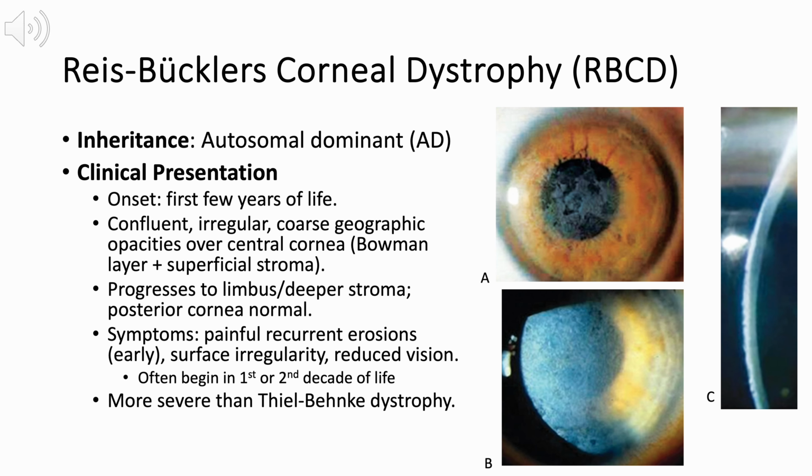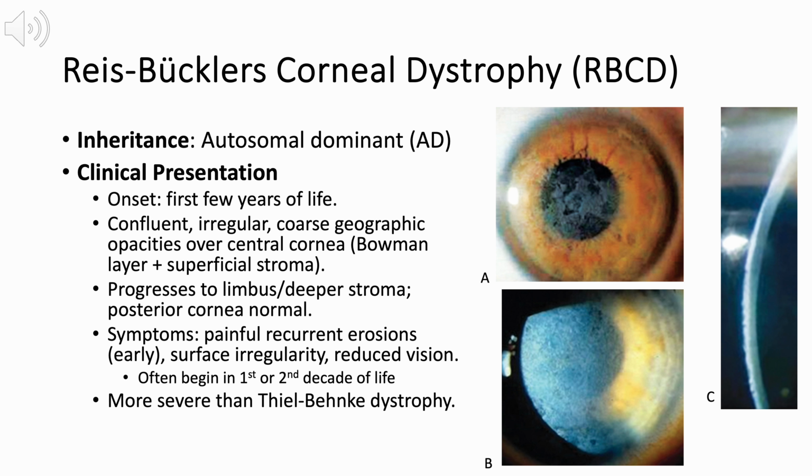Next, we'll talk about epithelial stromal TGF-beta1 dystrophies. Reese-Buckler's corneal dystrophy, or RBCD, is an autosomal dominant condition that typically presents within the first few years of life. Clinically, it is marked by confluent, irregular, coarse, geographic opacities that form over the central cornea, primarily involving Bowman's layer and the superficial stroma. As the condition progresses, these opacities may extend toward the limbus and deeper stroma layers, though the posterior cornea remains unaffected.